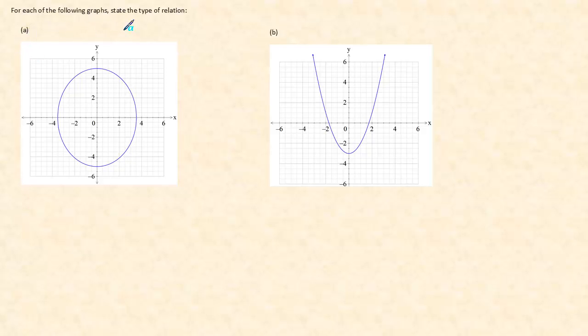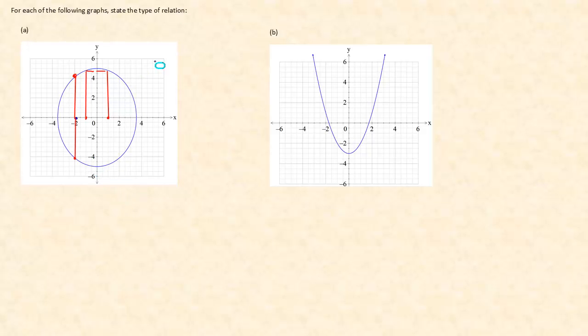For each of the following graphs, state the type of relation. Well, if we look here, for example, we can see that this value of x is giving rise to two different values of y. If we look here and here, we can see that these two values of x are giving rise to the same value of y.